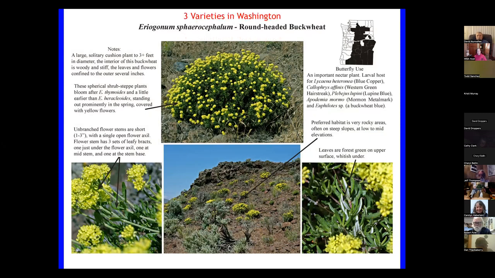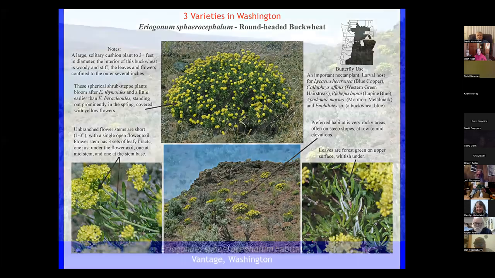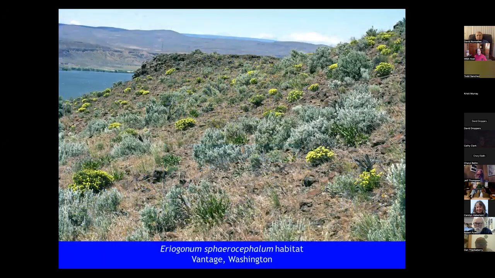There are 3 varieties of Sphaerocephalum in Washington. And a couple of them, one of them at least, is pretty hard to distinguish. Here again is a view of the habitat of Sphaerocephalum, looking down on the Columbia River there by Vantage. Vantage is on the other side of the river, and these really nice little rounded half sphere clumps are all over the hills, and they're very striking when they're in bloom.